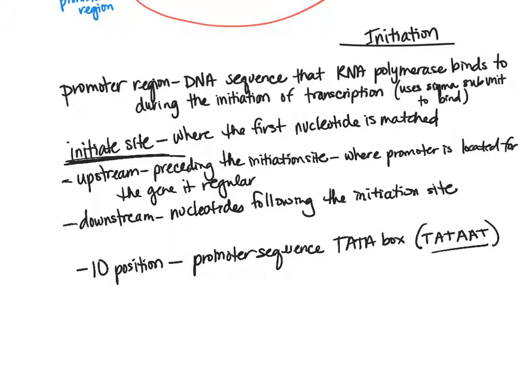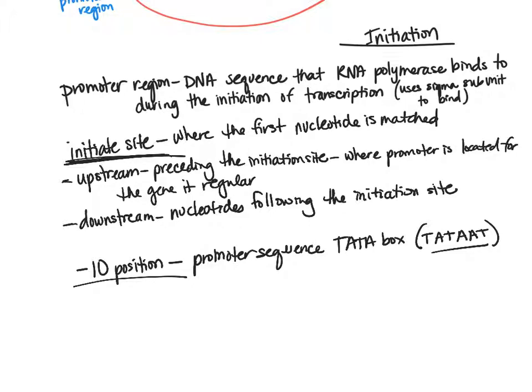So it's this sequence here. We call it the TATA box. The TATAAT is the actual order. And so this is at the -10 position. So 10 nucleotides upstream from the initiation site where we put down our first nucleotide for that particular RNA sequence, we have the TATA box. And the TATA box is important because this is where we are going to have our RNA polymerase attached.